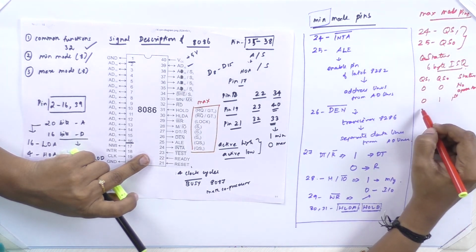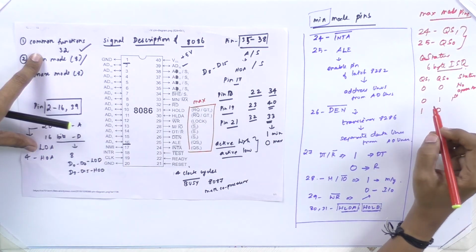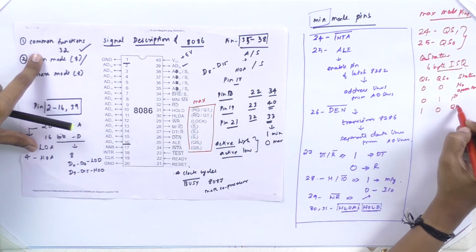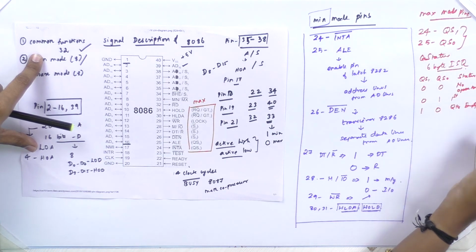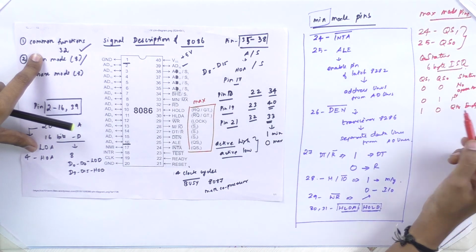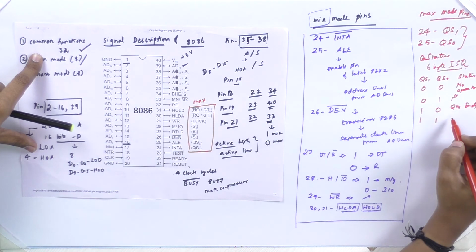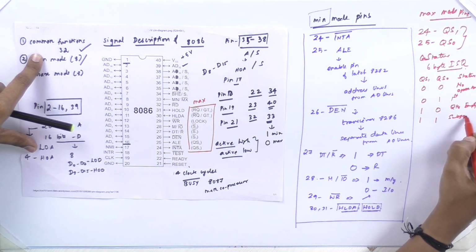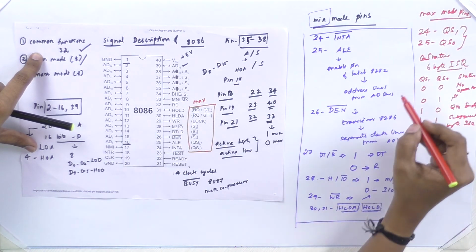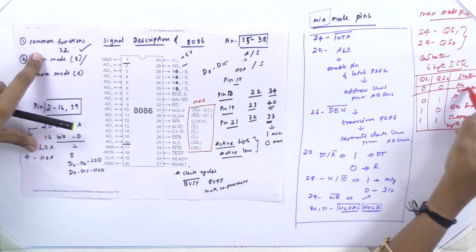When the value of QS1 is 1 and QS0 is 0, it means that the queue is empty. That means there are no opcode bytes in the 6-byte long instruction queue. When QS1 is 1 and QS0 is also 1, it means that subsequent bytes of the instruction queue are fetched. So this is the status of the instruction queue.